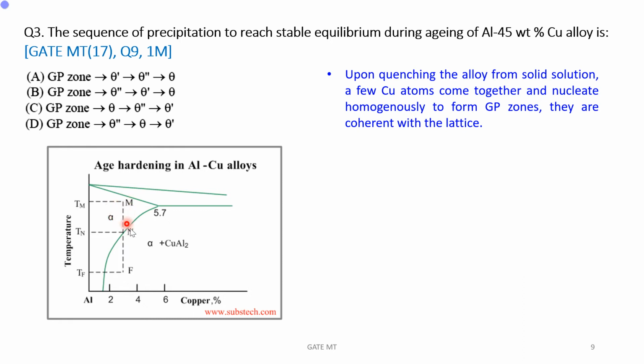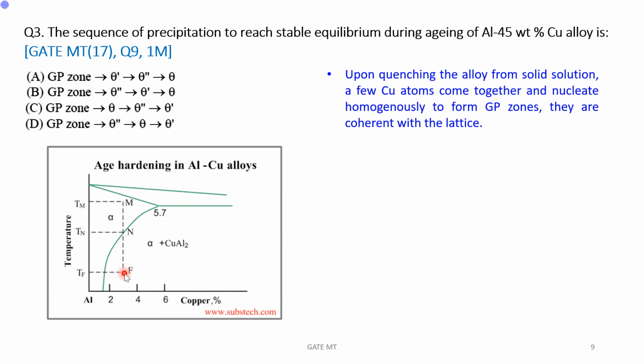Here all the precipitates of CuAl2 will be completely dissolved and only alpha will be there, and that is the point M. From this point M, we will quench the alloy rapidly to a point F such that we will get a supersaturated solution of copper. That is, the solution will have excess copper, and the atoms will not have sufficient time to diffuse to their potential nucleation sites so that the CuAl2 precipitates can form.